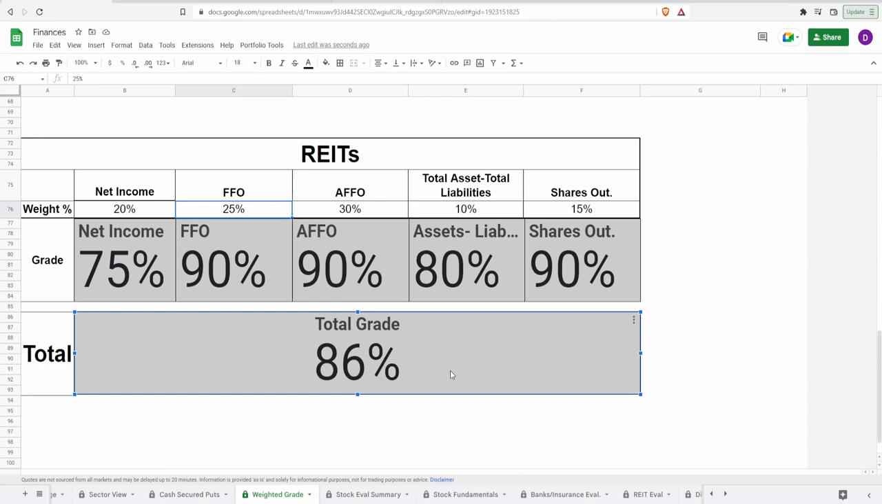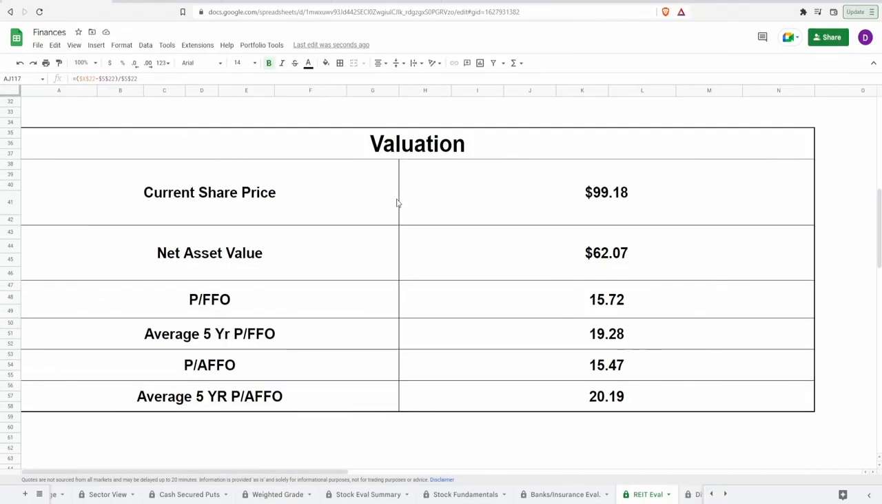Now, just because the fundamentals are good doesn't necessarily mean that at the current share price, even though they are at the 52-week low, that we buy it. Let's actually use now net asset value, P divided by FFO, and P divided by AFFO to see what we can actually find out when it comes to this company's value. And doing so, guys, we can see that at the current share price of $99.18, a net asset value, which is essentially taking the assets minus the liabilities and then dividing that by the current shares outstanding, we get a target share price of $62.07.